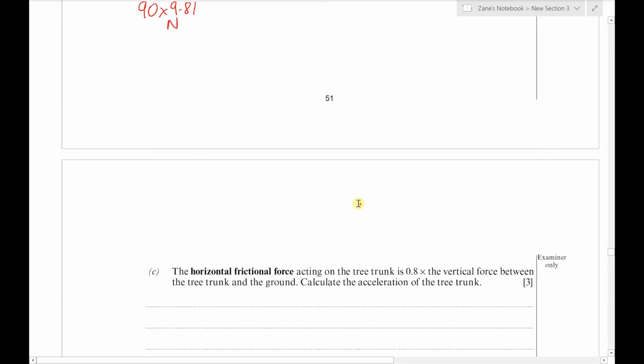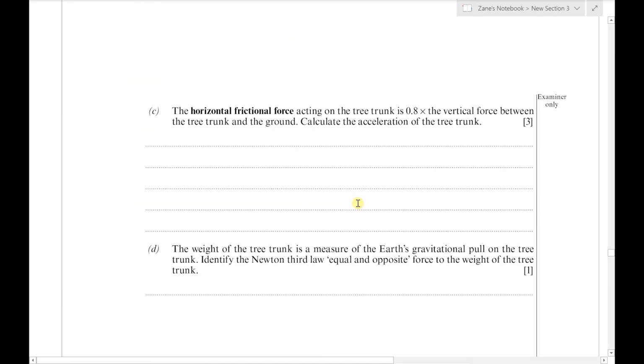The next part of the question tells us that the horizontal frictional force acting on the tree trunk is 0.8 times that force that we've just worked out. We've got to find the acceleration of the tree trunk. So let's find that frictional force first. Friction is going to be 0.8 times the 497 newtons that we just worked out. No need to store that in a memory because we've got the last answer button to use there. So that gives us about 398 newtons.